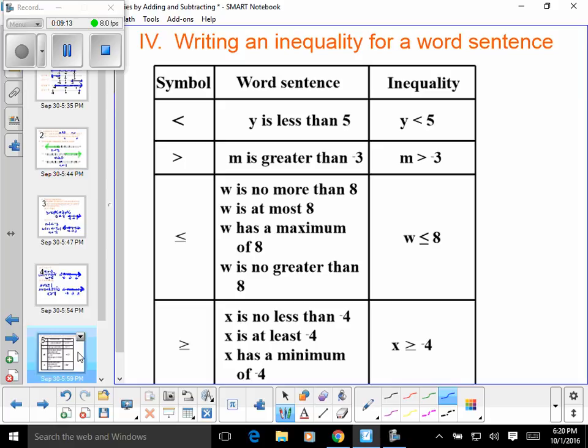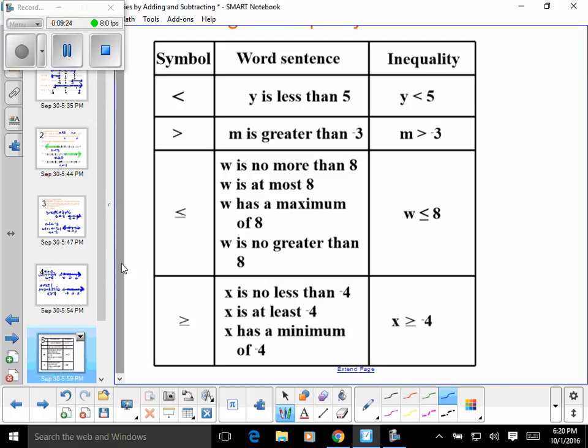W is at most 8. Again, 8 is the biggest number it can be, so obviously you want something less than 8. Same thing with maximum, same thing with is no greater than. On the other hand, if you have x is no less than -4, that means it has to be bigger than -4 because -4 is the smallest it can be. Same thing for x is at least -4. -4 is the smallest it can be, so you want it to be greater than or equal to. And obviously if maximum is less than or equal to, minimum has to be greater than or equal to.